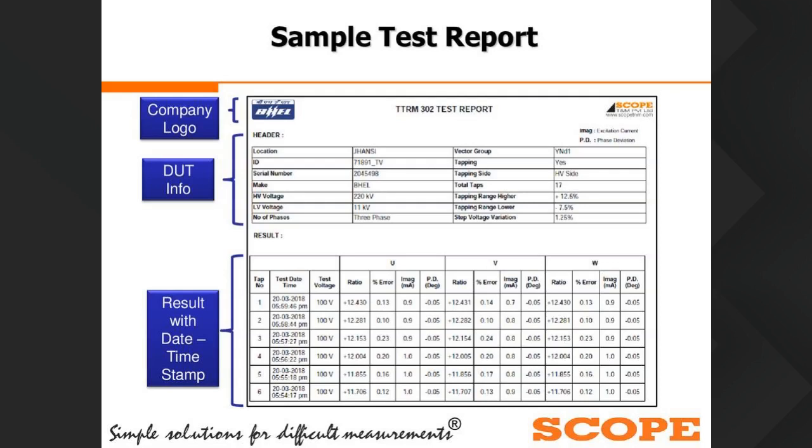After that, all the results of all the taps: if we consider there are 17 taps, we will get all the results of all 17 taps in a single page with date and time. Here you can see on tap number 1 the date and time, then test voltage, this is 100 volt, ratio, percentage error, I magnetization current, and phase angle deviation. Similarly for R phase, Y phase and B phase, we will get all the results of all the taps.